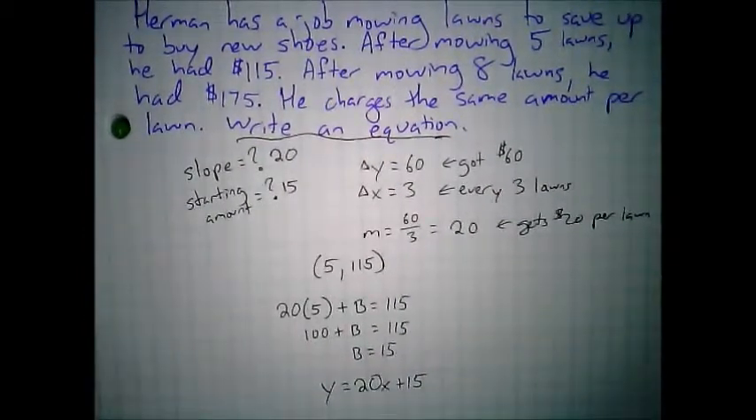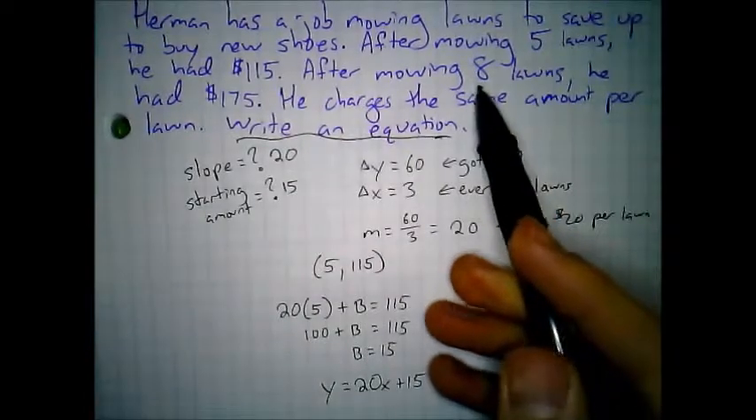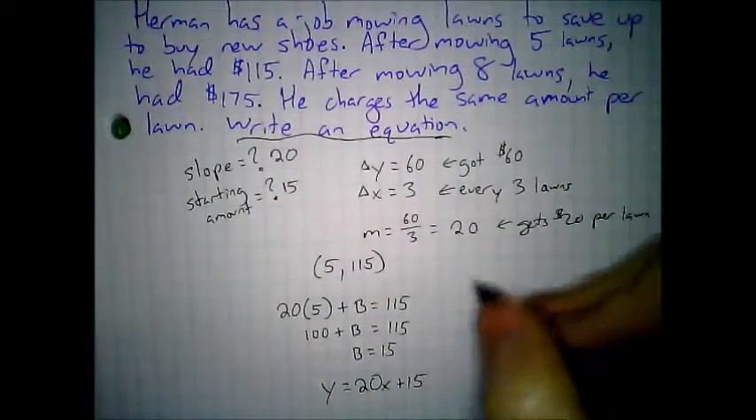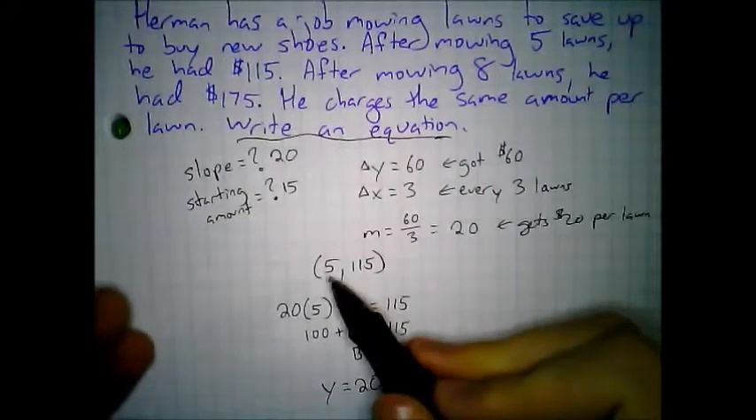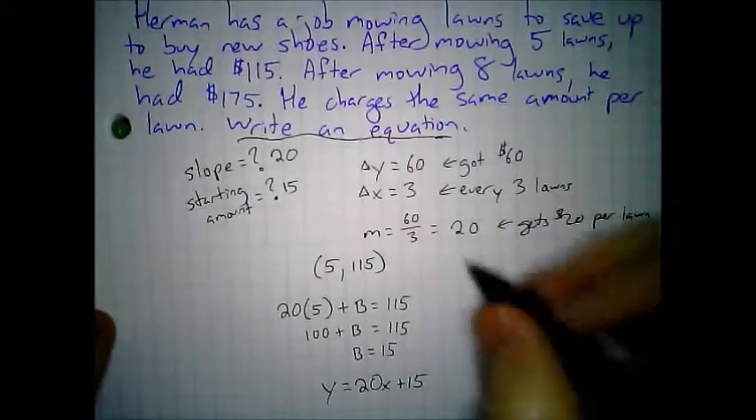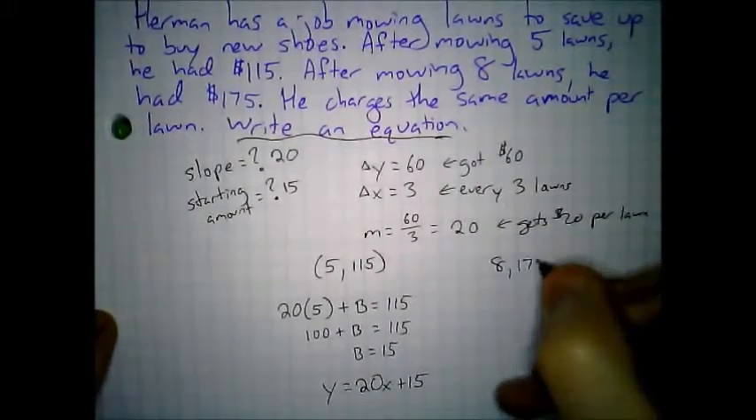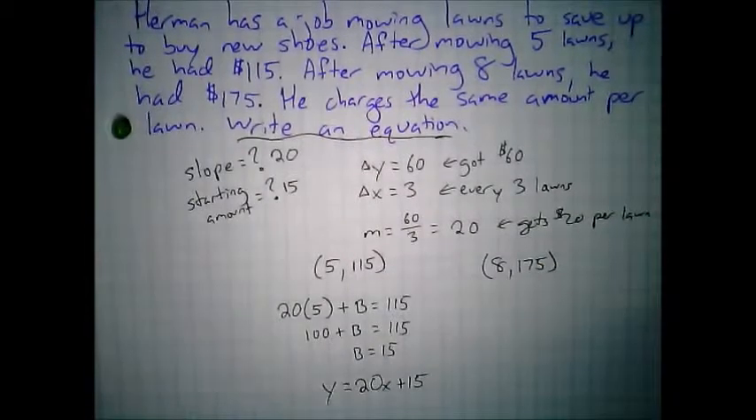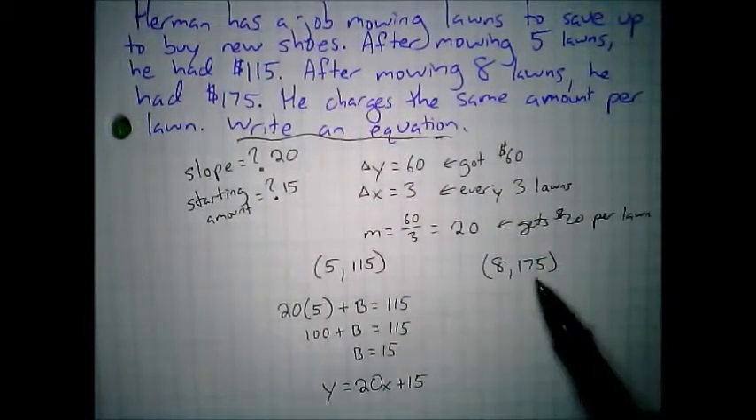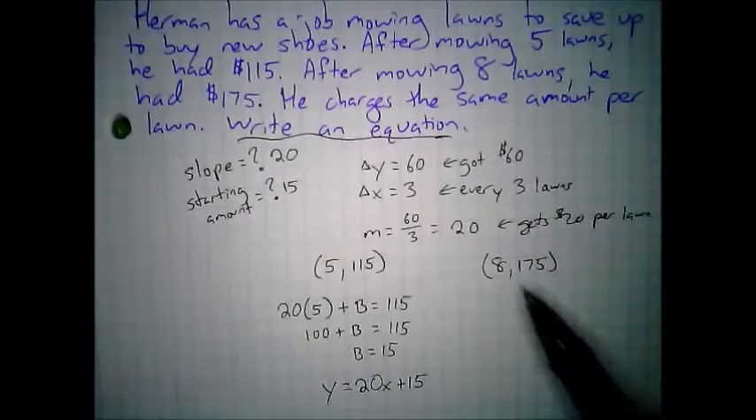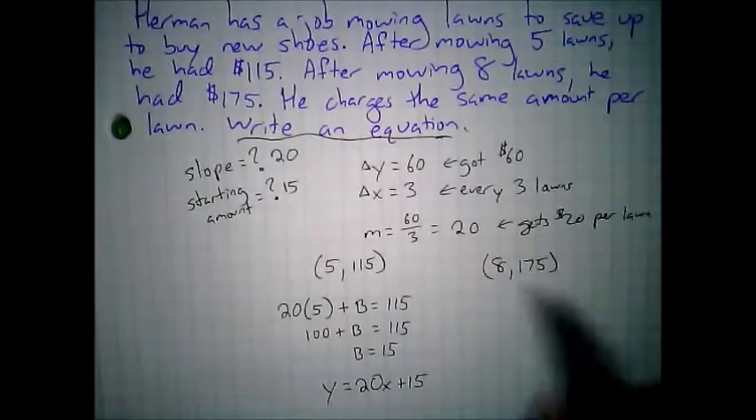And then just to check our work, we see that we also have this other point. After 8 lawns, he had $175. So you could ask, well, why do we use this (5, 115) and not the other point, (8, 175)? Okay, that's a good question. It really doesn't make a difference what point you use because he's getting the same amount of money each time.